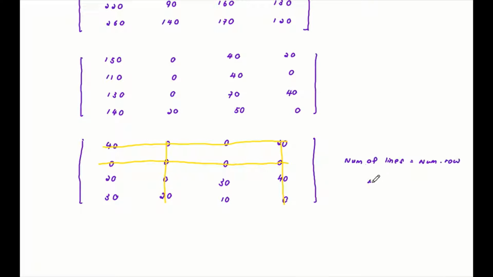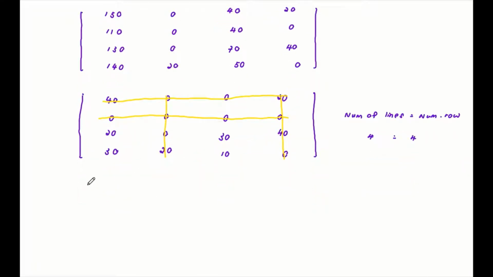Okay, so 4 equals 4. That's why in the Hungarian algorithm, you can stop here. After you have found this out, we can try to determine the zeros. Perhaps you can try to copy one more time, so it's not so messy.